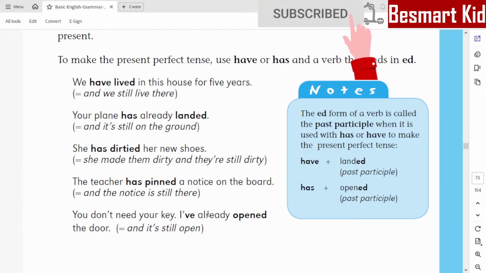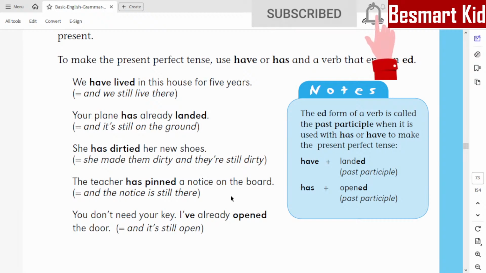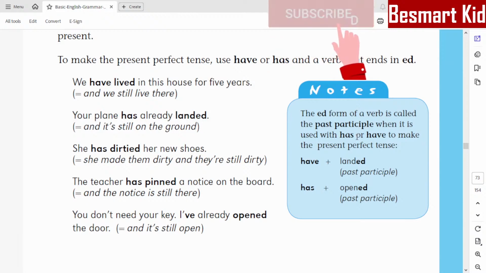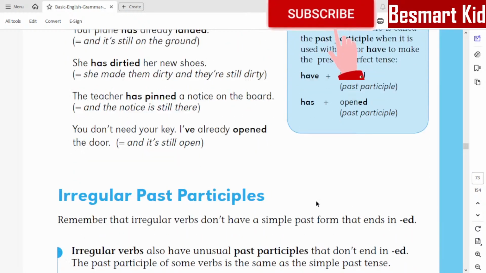The ed form of the verb is called the past participle when it is used with has or have to make the present perfect tense. We have learned: have plus learned. Has plus opened.